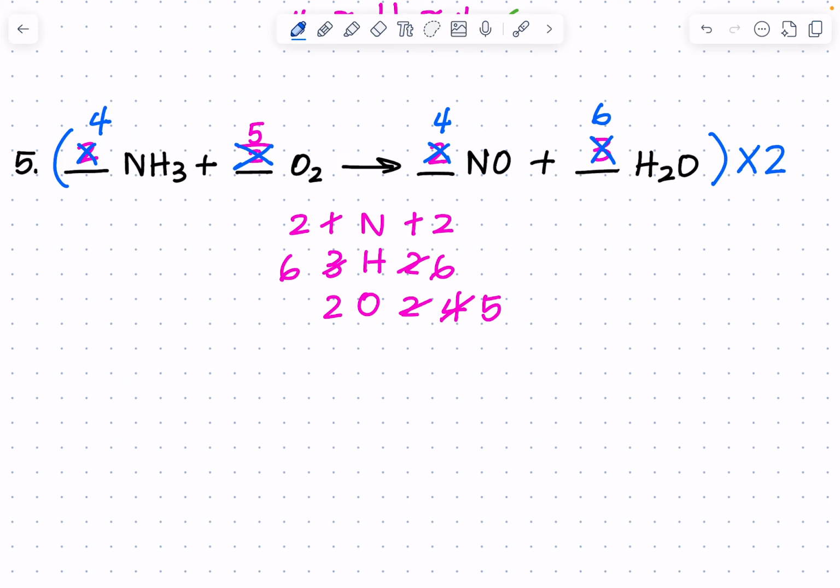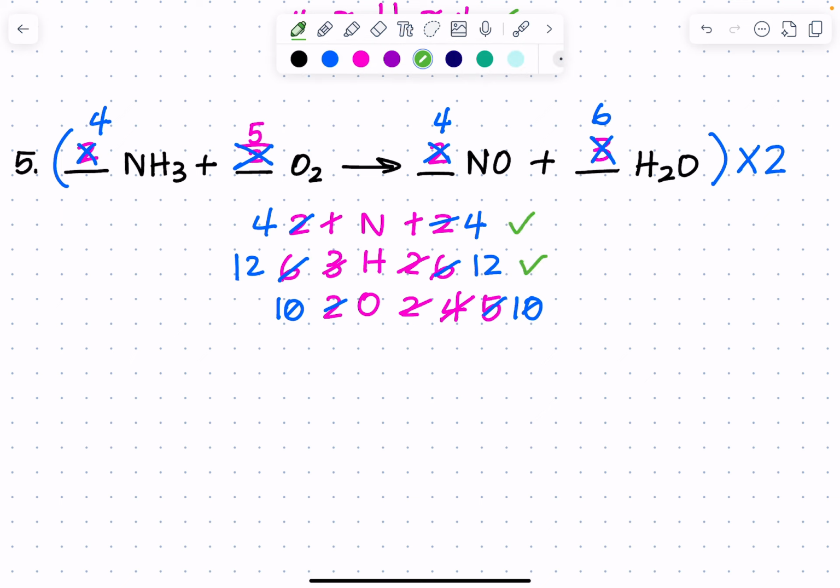Now let's double check our numbers just to be sure. So I now have 4 nitrogens, 12 hydrogens, and 10 oxygens. 4 nitrogens, 12 hydrogens, and 4 plus 6 oxygens for a total of 10. So we are good.